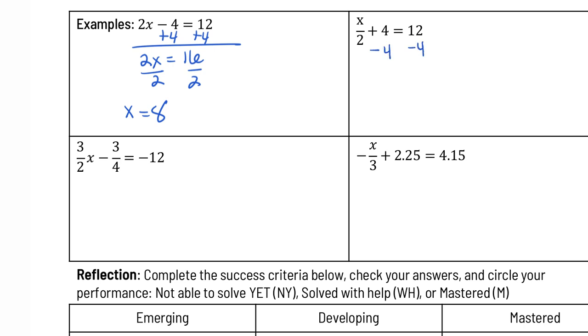The next one, the constant, is again 4. It's adding, so we're going to subtract it, which leaves us with x divided by 2 equals 8. Then we need to use inverse operations. The opposite of dividing by 2 is going to be multiplying by 2. So 8 times 2 is 16.